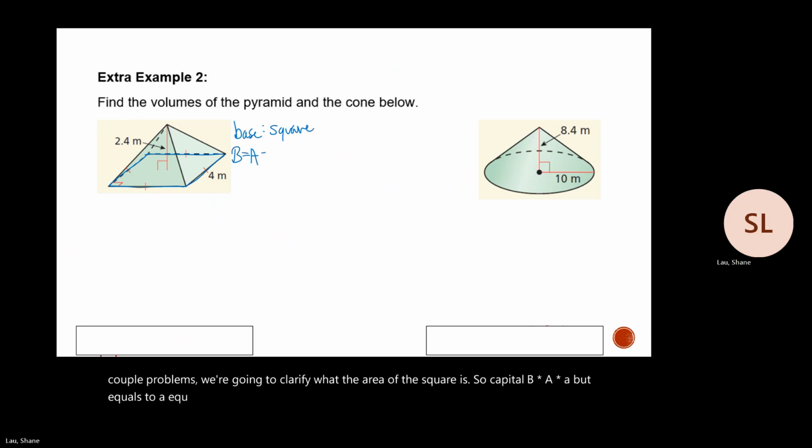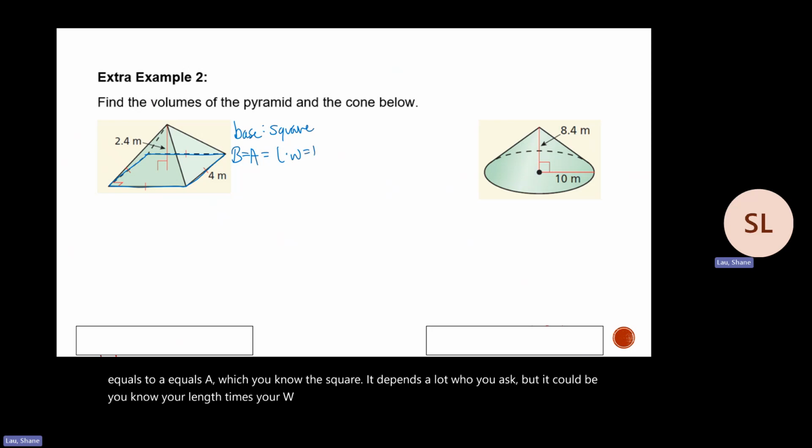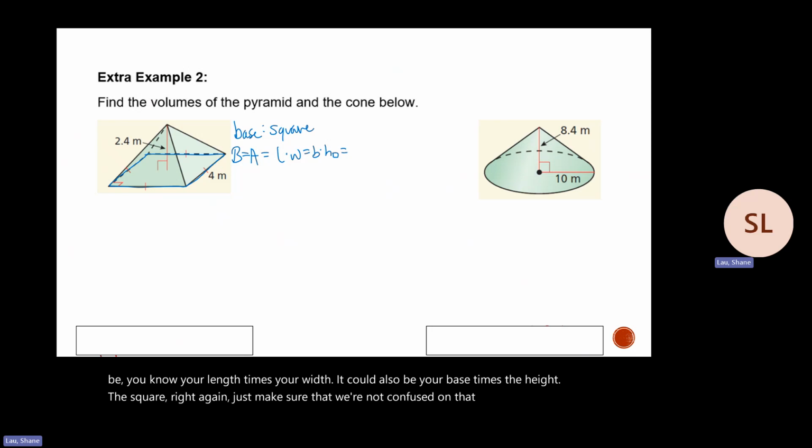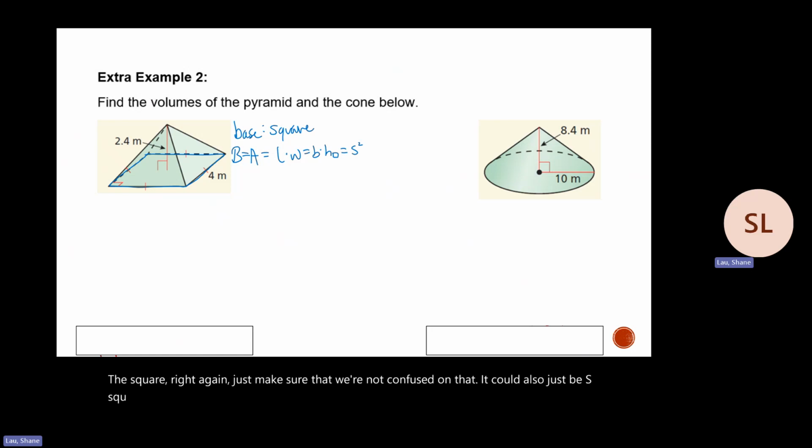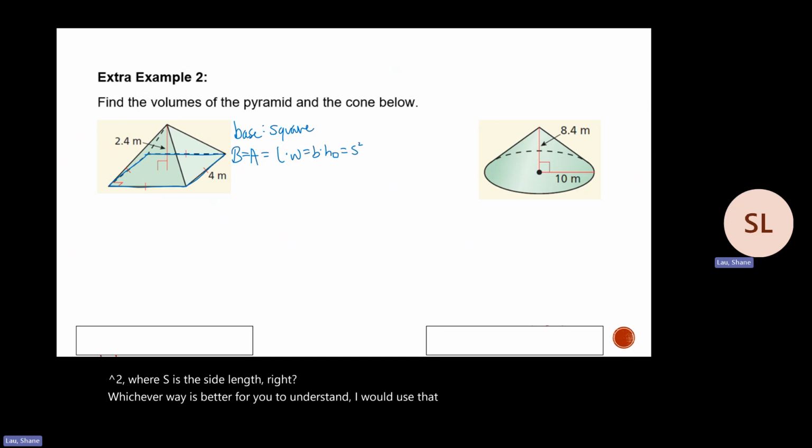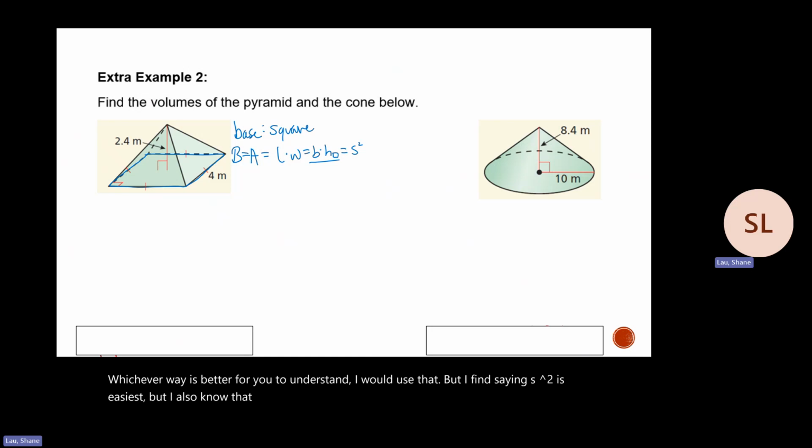which, for a square, depends a lot on who you ask. It could be your length times your width. It could also be your base times the height of the square. Again, just making sure that we're not confused on that. It could also just be S squared, where S is the side length. Whichever way is better for you to understand, I would use that. I find saying S squared is easiest, but I also know that base times height is going to be on your reference sheet, so I'm going to use base times height.